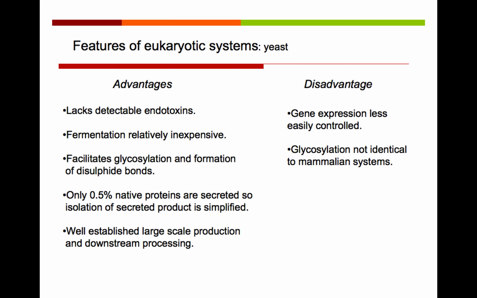The downside is that gene expression is less easily controlled, because yeast has a mind of its own, even though it's a eukaryote, because it has a different life cycle. Secondly, even though it facilitates glycosylation, it is usually not identical to mammalian systems. So if anything is from mammalian cells and you were to use this, you have to be careful, especially if you know that your protein goes through PTM in the form of glycosylation.